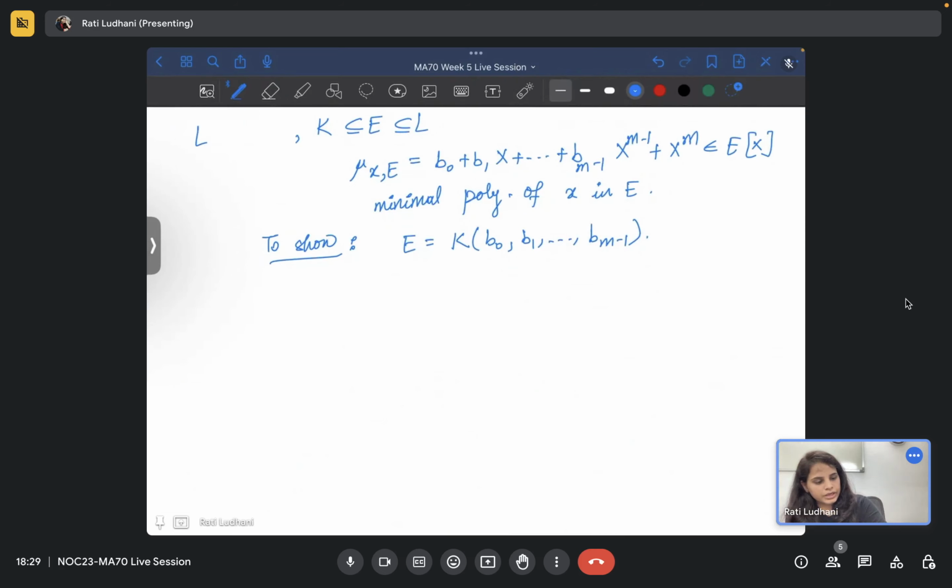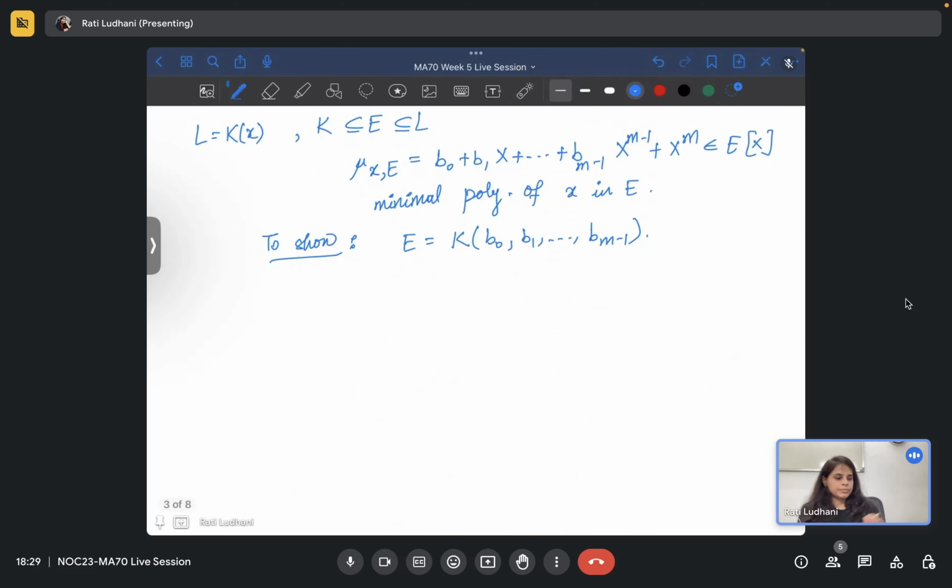So here we know that L is given to be K(x). So K(x) plus algebraic. As I said, algebraic is needed. Now, okay, let's see. How shall we proceed? There is a hint also. So let's do one thing. Let E dash be equal to K(b0, b1, up to and so on bm minus 1). Assume that we just take this, define E dash to be K(b0 to bm minus 1).